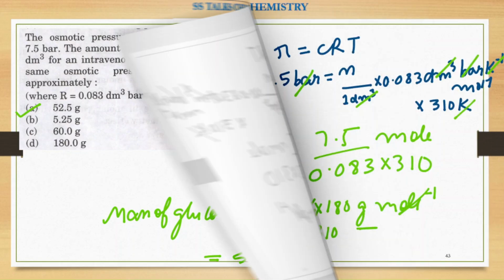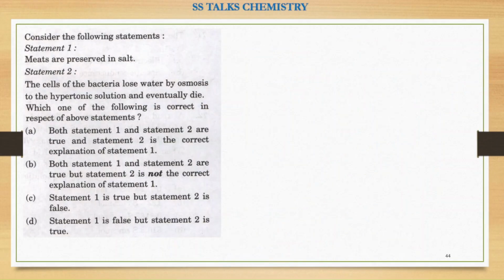Okay. Next is this question. It says, consider the following statements. The first statement we have is meats are preserved in the salts. It's a true statement, that is, to prevent meats from spoiling, they are preserved in salts. The reason for that, as in statement 2, is that the cells of the bacteria lose water by osmosis to the hypertonic solution and they eventually die. It is a true statement.